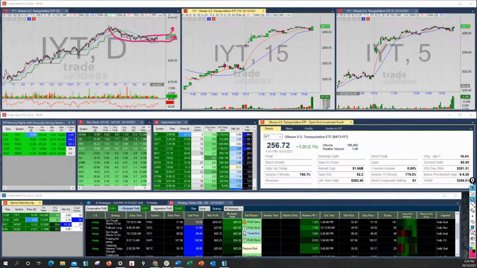So these are kind of the sectors that I'm looking at. If we're going to get market leadership again, these are going to be the sectors that do it, right now, it looks like.